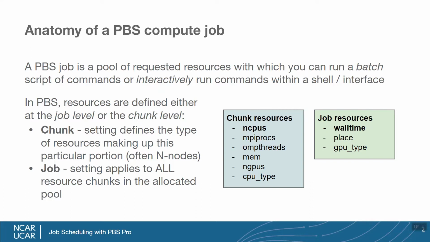This place category is something you probably won't play with too much, but you can tell PBS how you want it to place the chunks. For example, if you had chunks that were smaller than the size of a node, you could tell it to pack all of those chunks on as few nodes as possible, or you could tell it to spread those chunks across as many nodes as possible. We have sane defaults set for that, but there are certain use cases where you might want to play with that. And then at the job level, you can specify the GPU type, as we have 2 types of GPUs on Casper.